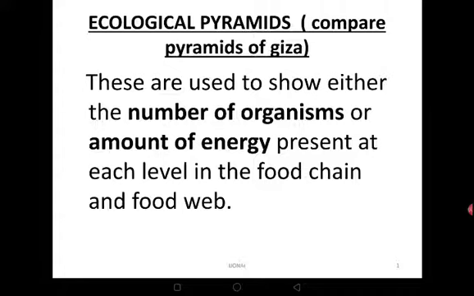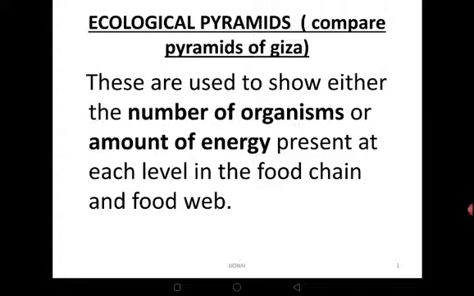Yes, this is one of the tools that we use to study the relationships between organisms. These are used to show either the number of organisms or the amount of energy or the biomass present at each trophic level in the food chain or food web.